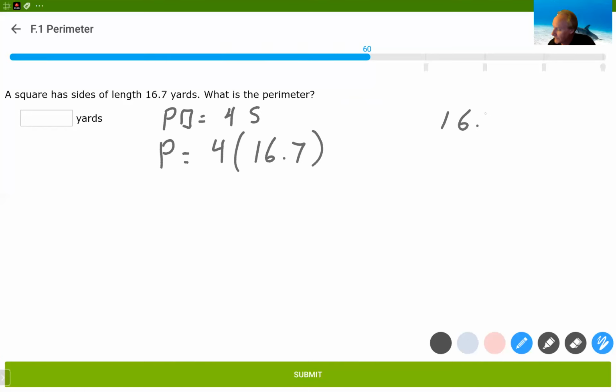I'll go ahead and do my 16.7 times 4 over here. That's 8, carry the 2, that's 6, carry the 2, and that's 6, and we have a decimal. Oh, wrong decimal place, there it is. 66.8 yards.